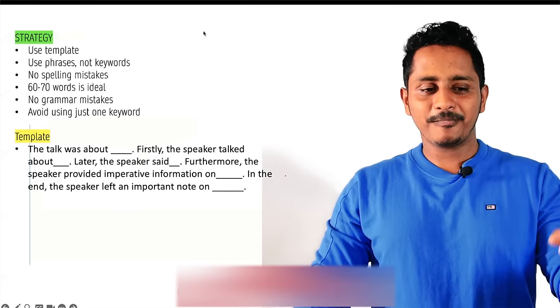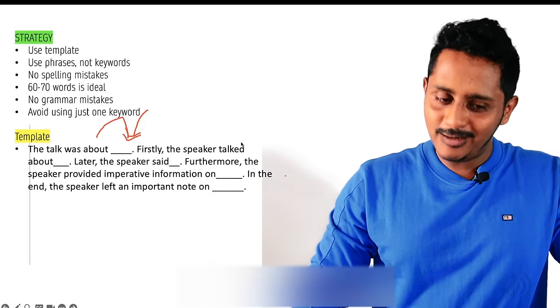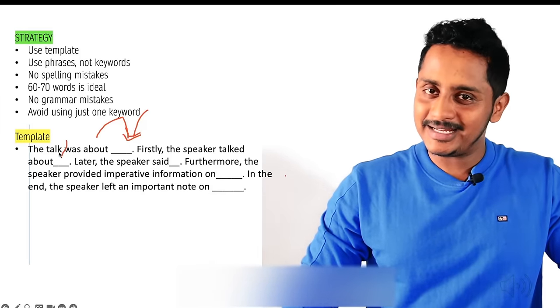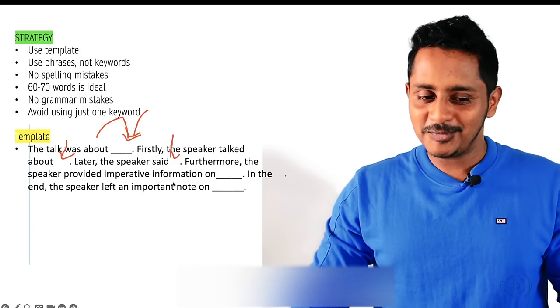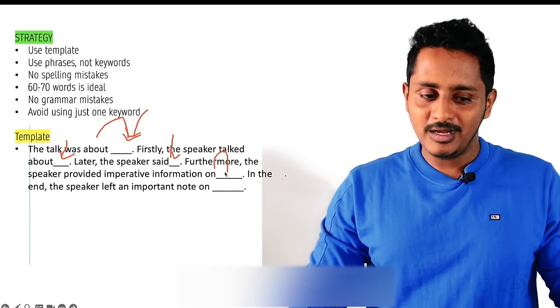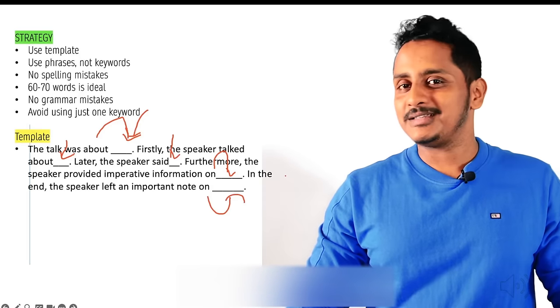Use this template. The talk was about, write a sentence here. Firstly, the speaker talked about, write second sentence here. Later, speaker said, write third sentence here. Furthermore, the speaker provided imperative information on, write fourth sentence here. In the end, the speaker left an important note on, write the fifth sentence here.